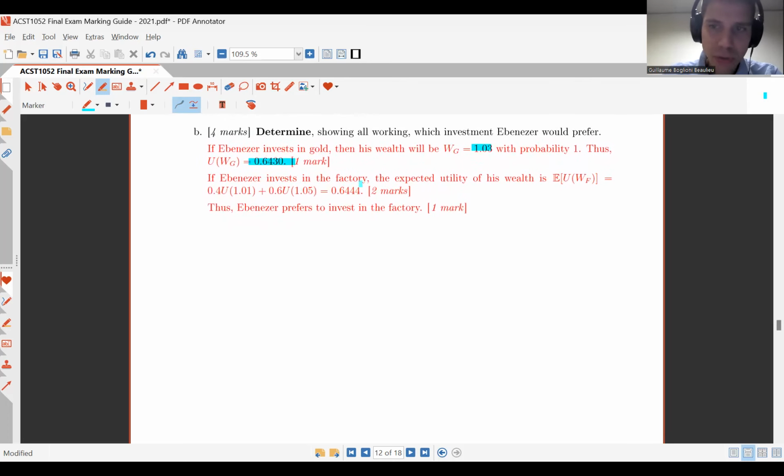If you invest in the factory, then there's randomness. So then you need to compute the expected value of the utility of the wealth, in the case he gets the factory. Okay, but this is not hard to do. You just multiply the probabilities. With 40% chance, he's going to get an amount of dollars which is 1.01. So then, of course, he gets a utility of wealth of U of 1.01 plus 0.6 of U of 1.05. And you make this calculation, you see this number is bigger than the previous one. So he would prefer to invest in the factory in this case, because the expected utility of that option is bigger.